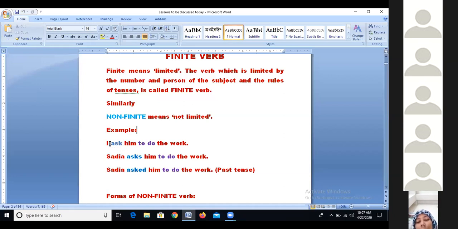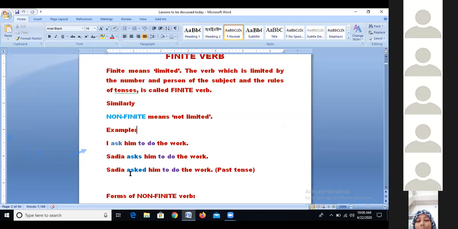In the first sentence, the subject is first person singular. So the verb does not take S or ES form. And you know that this sentence is in present indefinite tense. But if you think of the second sentence, the subject is Sadia. And you know it's the name of a girl, so it is third person, and Sadia is singular number. And this sentence belongs to present indefinite tense. For that reason, we have added S to the main verb, that is ask. So it has become asks.